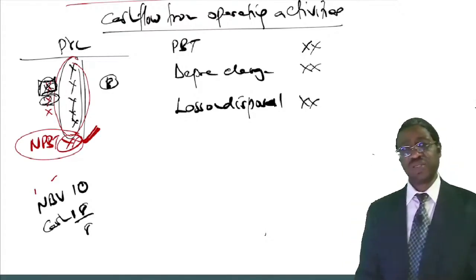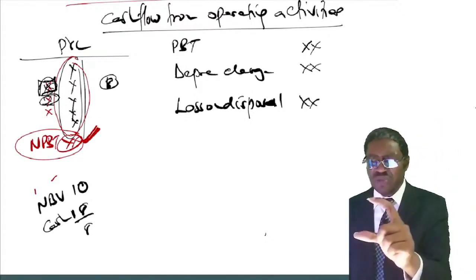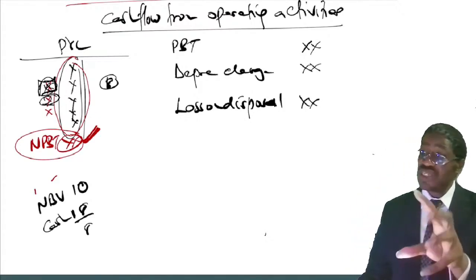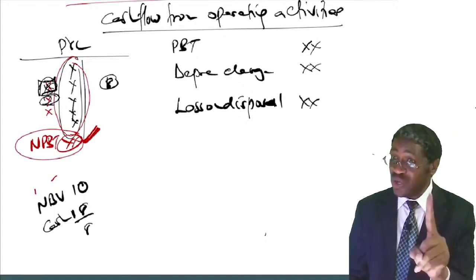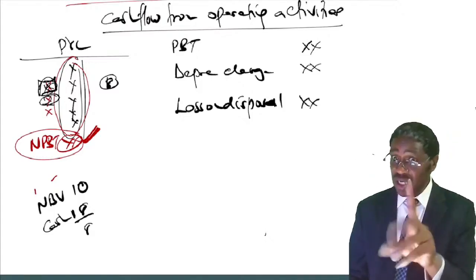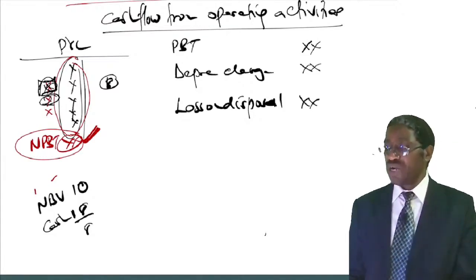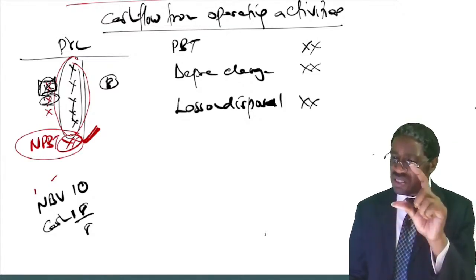That 8 million. But did you receive 8 million? No. What you received is 18 million. We are not discussing the 18. We are discussing the 8. The 18, we shall discuss it later. But for now, that's 8 million.